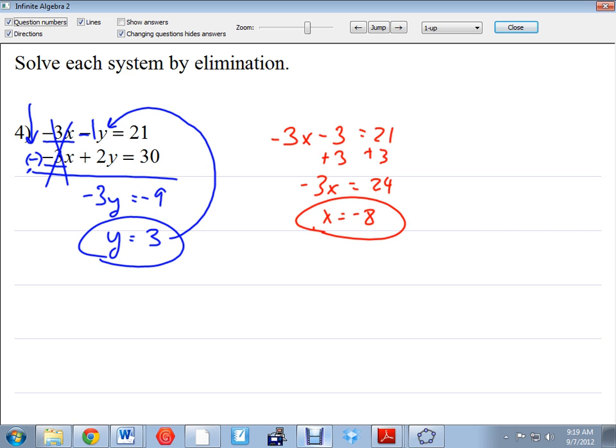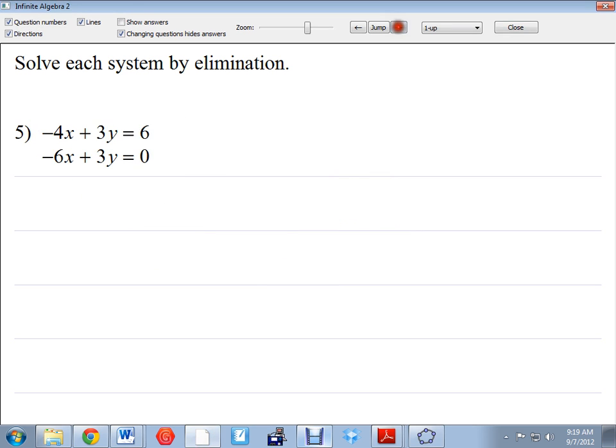Now, a lot of things can happen at this point where people are just not paying attention. We want to make sure that when we write our solution, it is the x value first and then the y value, not the order of the numbers that we found. A lot of people switch that up, so be careful with that. Now that is a very simple example.